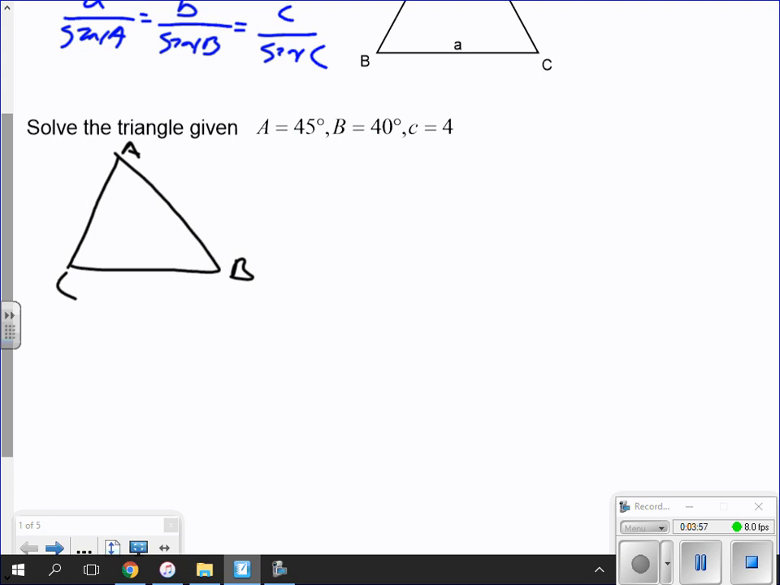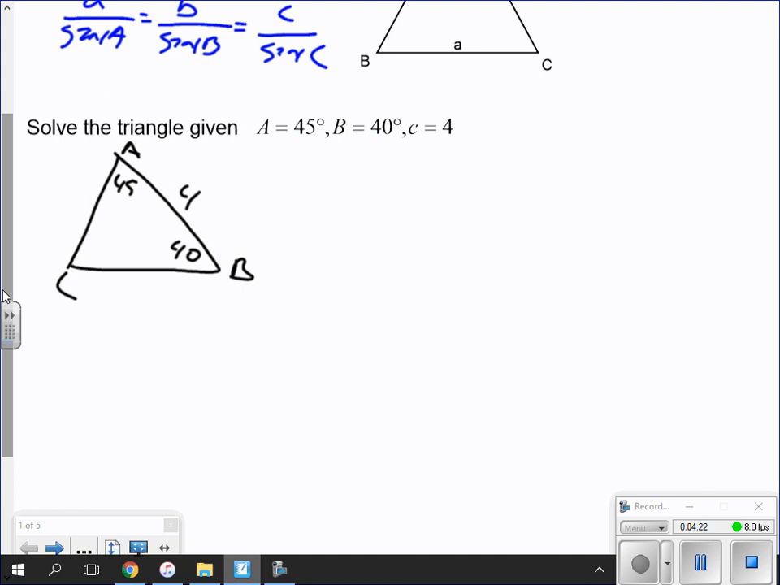And then let's see, I know that this is a 45-degree angle. This one here is a 40-degree angle. And the side between them is 4 units long. And if I don't give you the specific units, you don't need to give me units in your answer. Okay, so if I said it was 4 centimeters, your answer should include centimeters. But if I don't put units, you don't put units.